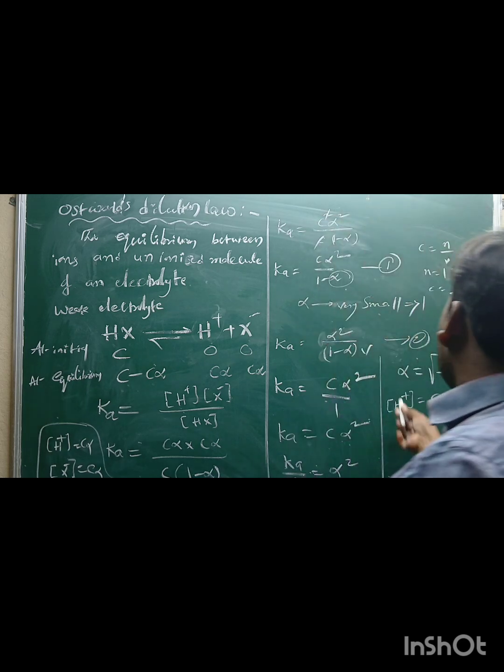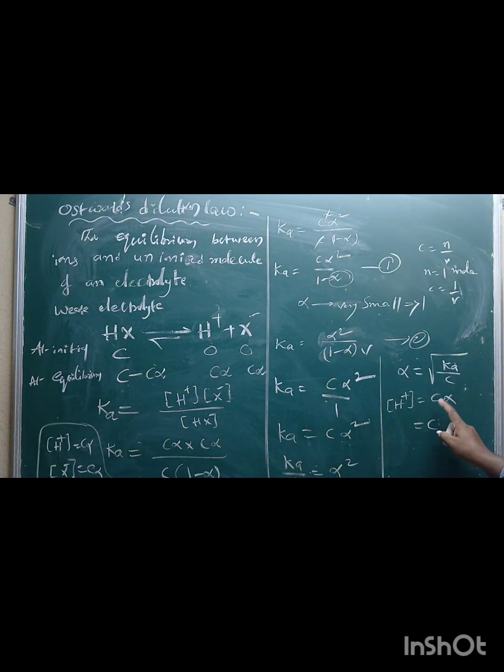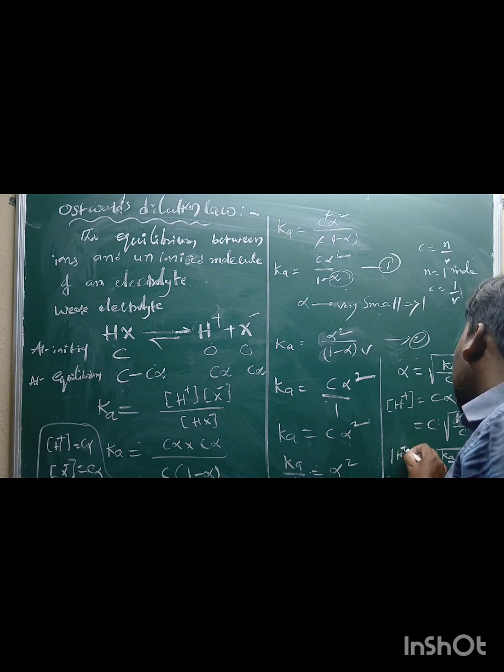Okay, now C into, this term alpha is nothing but this value. This is C into the square root of Ka by C, which is the square root of Ka into C square by C, and C gets cancelled. The concentration of H plus ion is equal to the square root of Ka into C. This is the formula for the concentration of H plus ions.